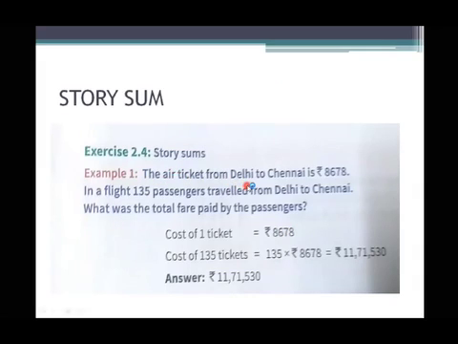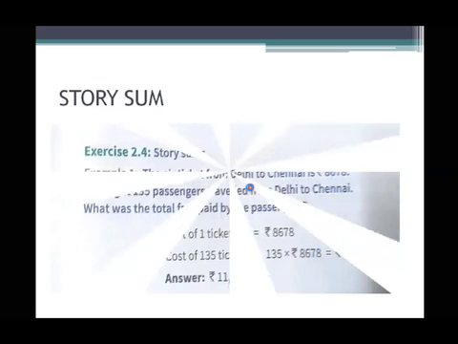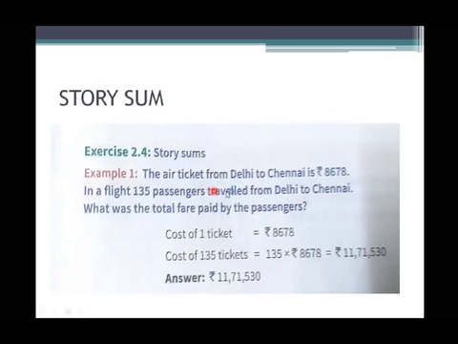The air ticket from Delhi to Chennai is 8,678 rupees. In a flight, 135 passengers traveled from Delhi to Chennai. What was the total fare paid by the passengers? So here you have to find, for one aeroplane, what is the cost of the ticket from Delhi to Chennai, 8,678 rupees. In that aeroplane, 135 passengers traveled. So now you have to find out for 135 members what is the cost of the tickets.